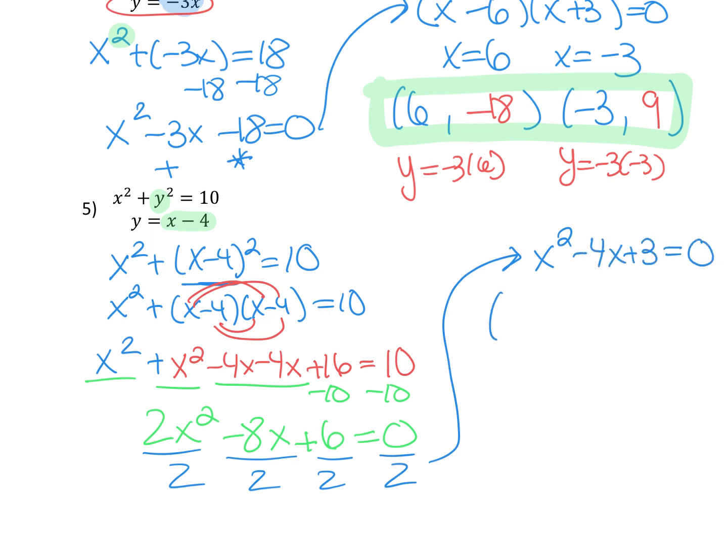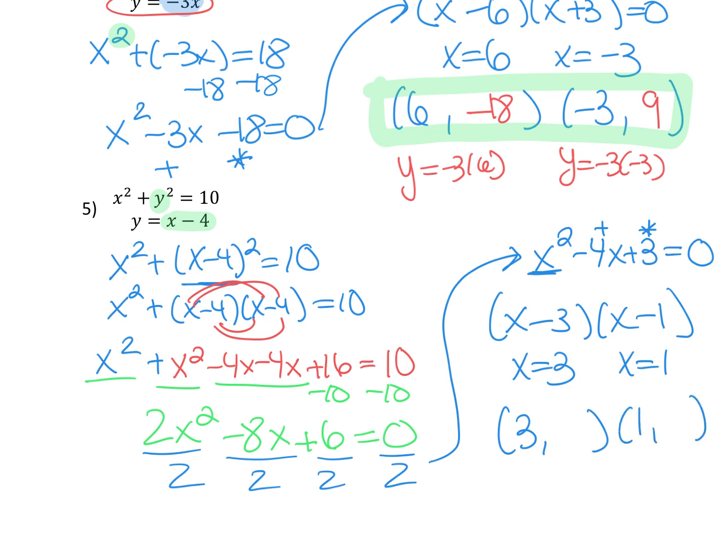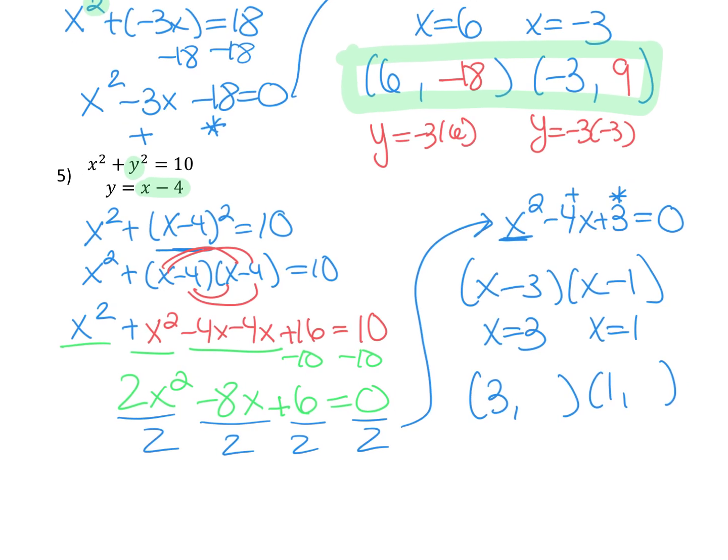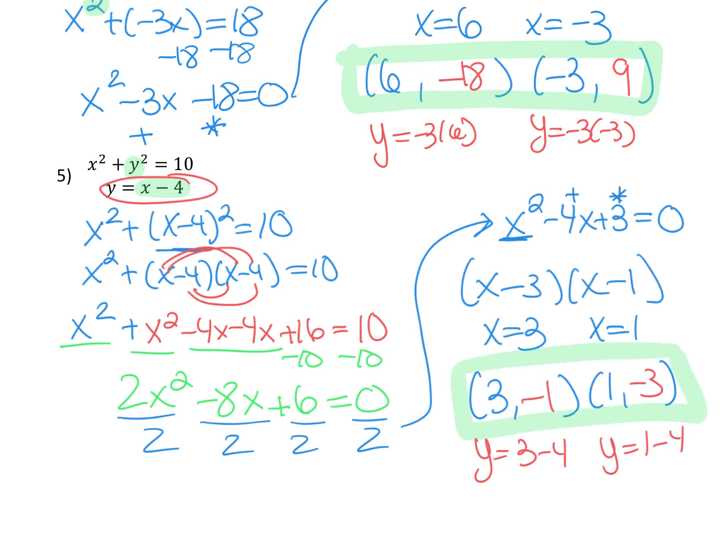Because now that I have just a plain x squared, I can think about what multiplies to 3 and adds to negative 4, which is going to be negative 3 and negative 1. So my x's are going to be 3 and 1. And I'm going to plug those back in to get y. So y equals 3 minus 4. I'm going to use the second equation, negative 1, and y equals 1 minus 4, so negative 3. So my 2 solutions are 3, negative 1, and 1, negative 3.